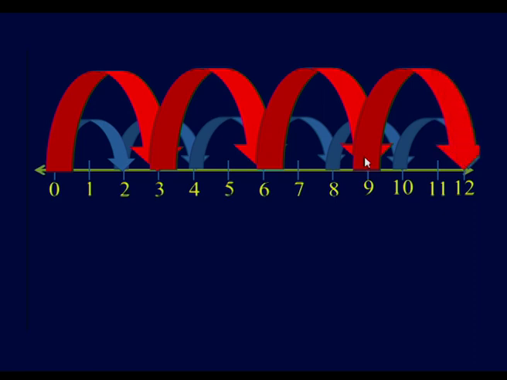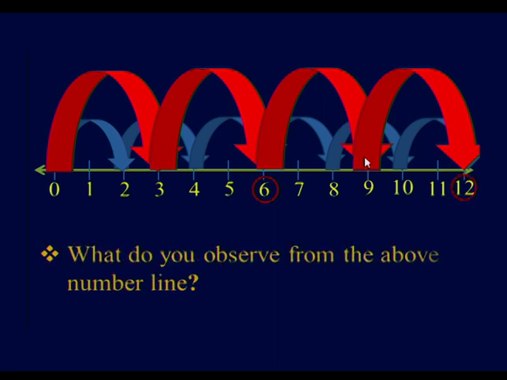Now, by observing this activity, what are the common multiples in this case? As you can see here, 6 is the first common multiple for both 2 and 3, and 12 is the next common multiple of both 2 and 3. So, what do you observe from the above number line?